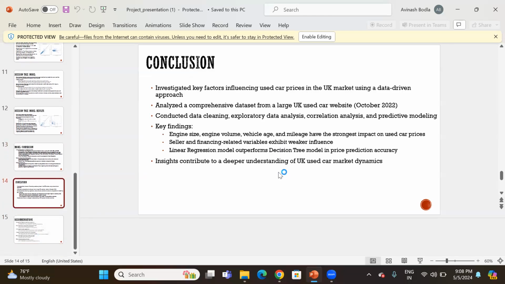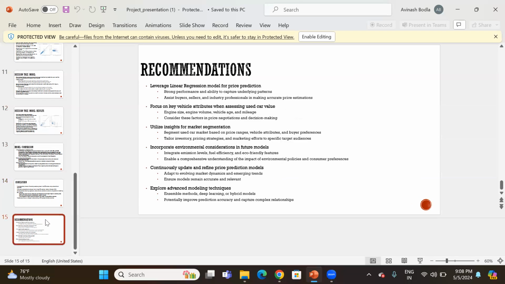In conclusion, we investigated the key factors influencing used car prices in the UK market using a data-driven approach. We analyzed a comprehensive dataset from a large UK used car website, and conducted data cleaning, exploratory data analysis, correlation analysis, and predictive modeling. The insights contribute to a deeper understanding of the UK used car market dynamics, and recommendations have been provided based on the analysis of the dataset. Thank you.